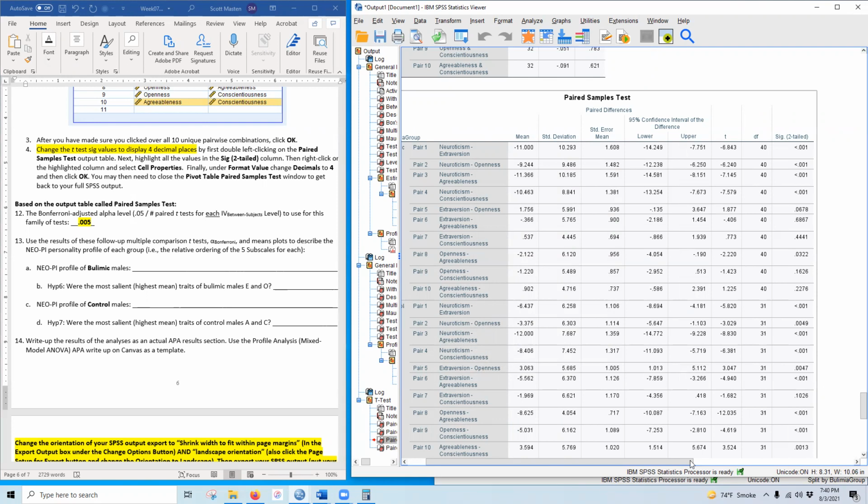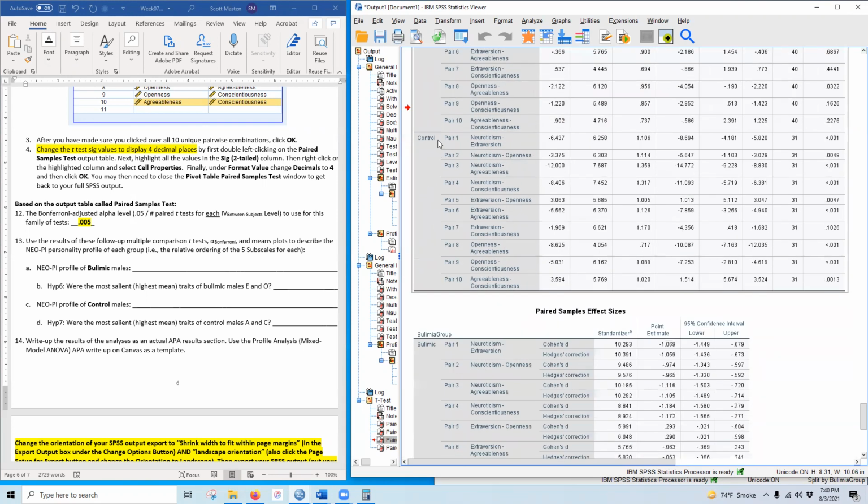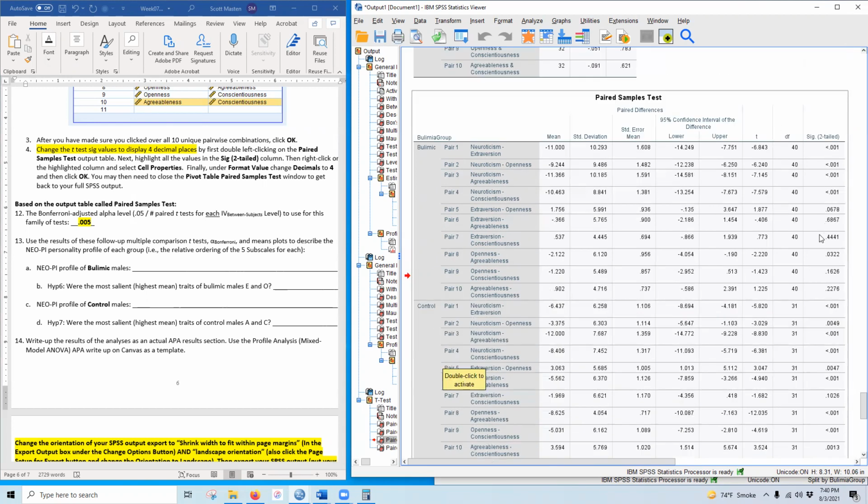We have for bulimic males, 10 paired t-tests. For non-bulimic males, we have 10 t-tests. And we are looking for sigs here that are less than 0.005. And you're going to need a piece of paper to do this. Let's start there. So looking at bulimic males, let's identify the differences that are less than 0.005. So neuroticism versus extroversion, openness, agreeableness, conscientiousness. Those, all four of those, neuroticism is significantly less than the other subscales.